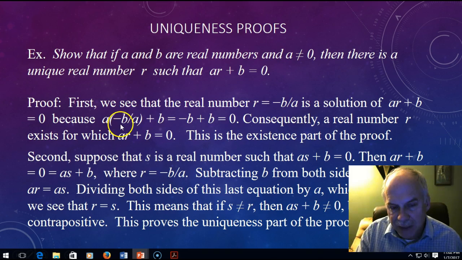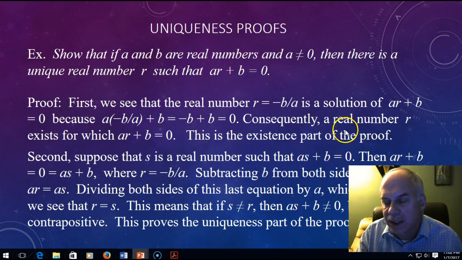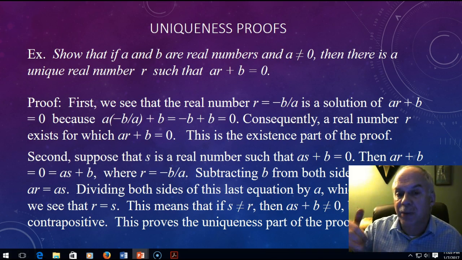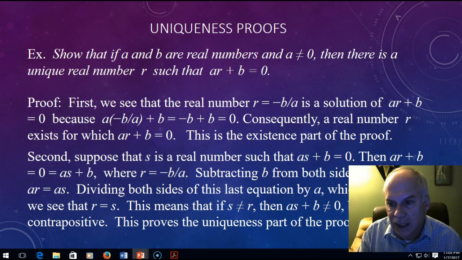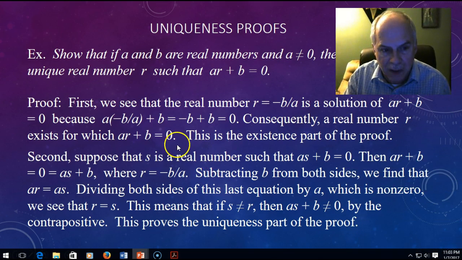And I just basically plugged negative b over a back into the equation, and we showed that it equals 0. Consequently, a real number r exists for which ar plus b equals 0. So we've proved the existence part of it, okay? But we didn't yet prove the uniqueness part, all right? So here's how you prove the uniqueness.